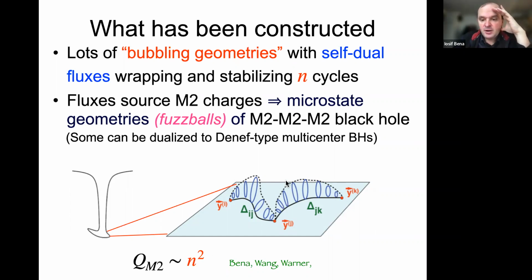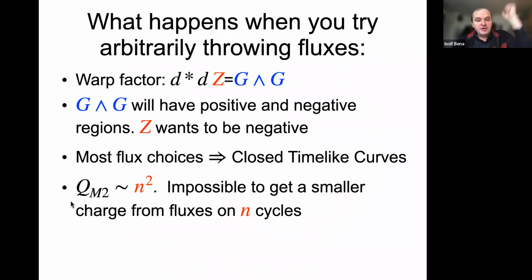So basically, when you have n bubbles with flux of order 1, you get a charge of order n squared. So you cannot stabilize a huge amount of fluxes with a given charge within a given tadpole. And the reason is very simple.